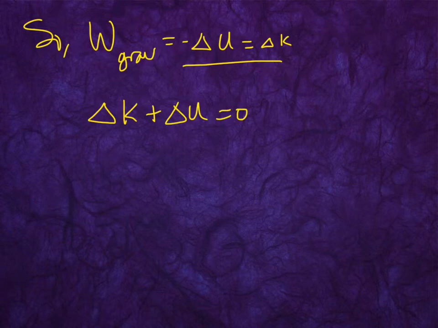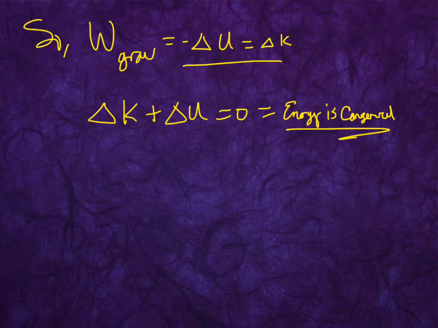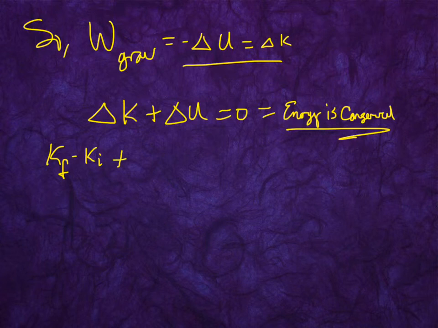This is the important point: our energy is conserved here. Now, we can write this in another way. Delta K is Kf minus Ki, and delta U, or change in potential, is Uf minus Ui, and that's going to equal 0.